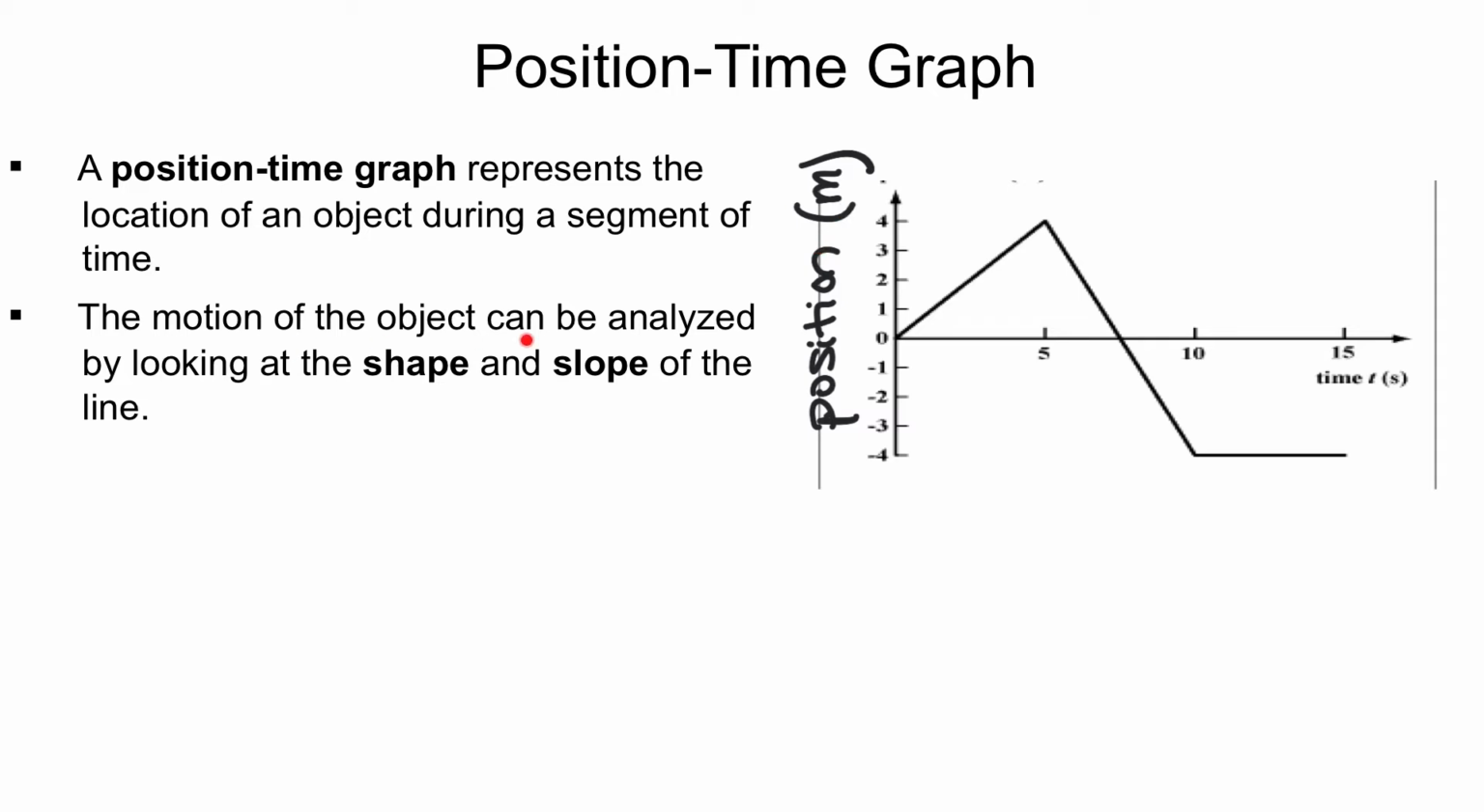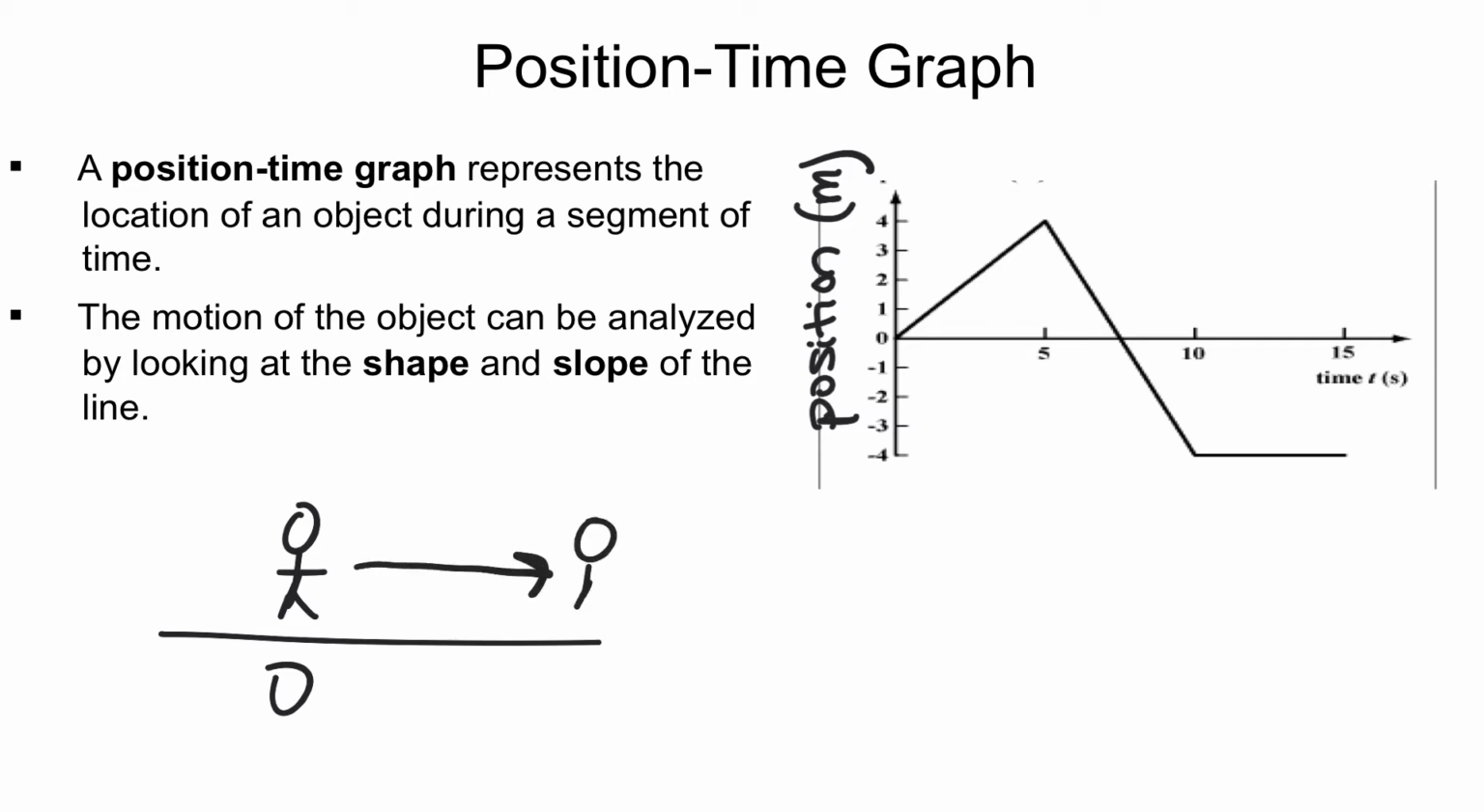For the motion of an object in a position graph, we can analyze it by looking at the shape and the slope of the line. So let's look at this one right here. Let's say that this is a person walking again, like in the last example of the guy walking back and forth. They start at 0 meters. So let me draw that real quick. He starts here at 0 meters. He walks for 5 seconds and he ends up 4 meters from where he started.